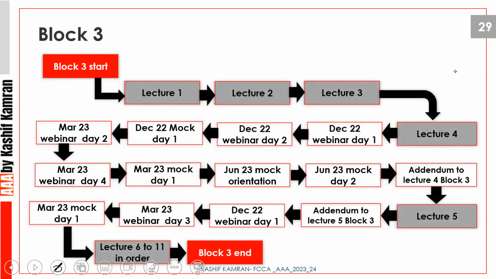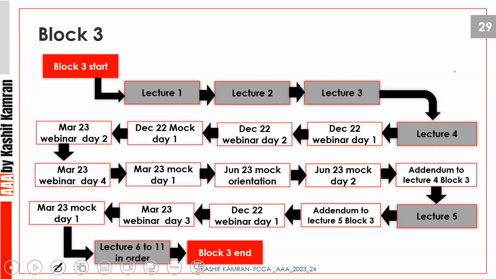Follow the sequence on your screen. Look at the arrows. In block 3, you will first start with lecture 1, then lecture 2, then lecture 3. Complete the first 3 lectures in the order. Then you come to lecture 4 and the distortion starts. You will first watch lecture 4, and after you've watched lecture 4, you will then jump to December 22 webinar day 1. Then you will jump to December 22 webinar day 2.